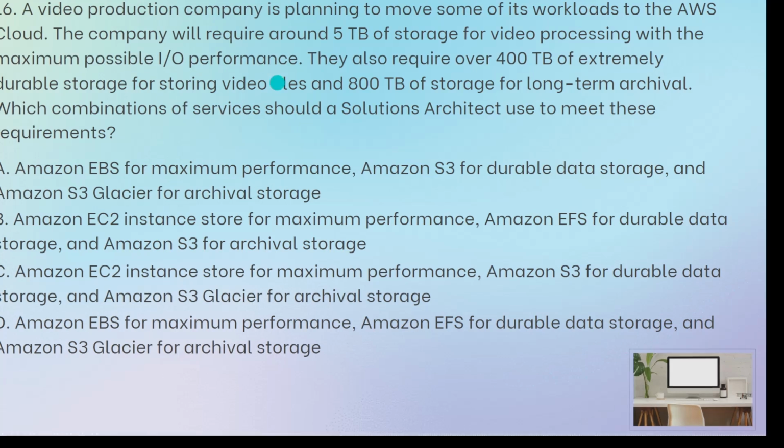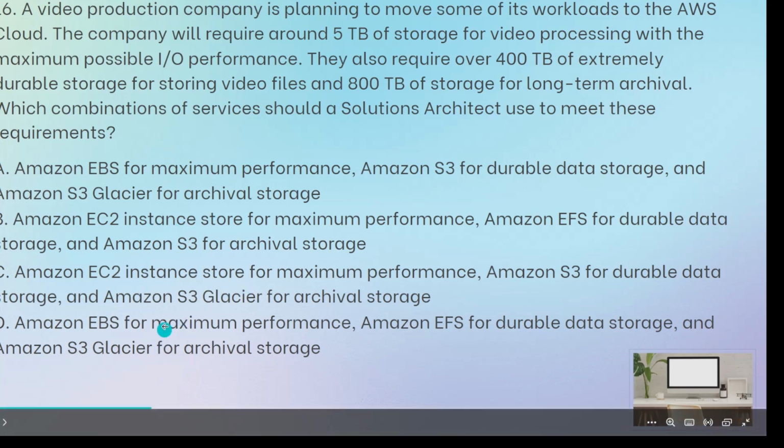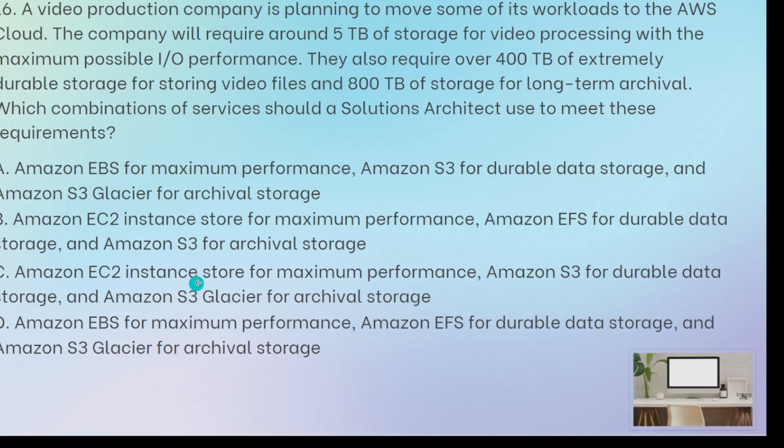So the best I/O performance can be achieved by using instance store volumes for the video processing. Now where do you see instance store? B and C. So you can easily eliminate A and D. This is the way to eliminate the answers. But do not forget to read the left out answers so that you also know why they are not correct. So coming to instance store, you have EC2 instance store for maximum performance.